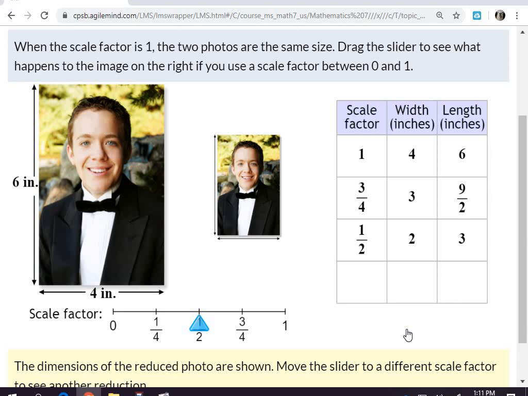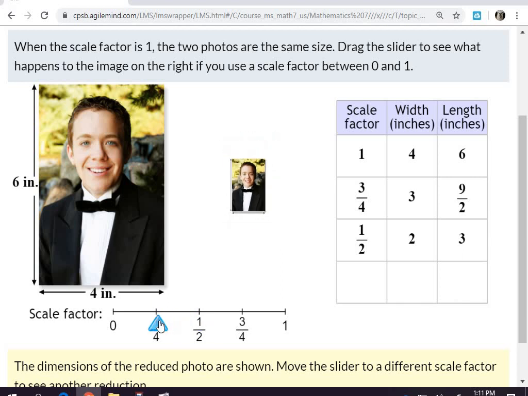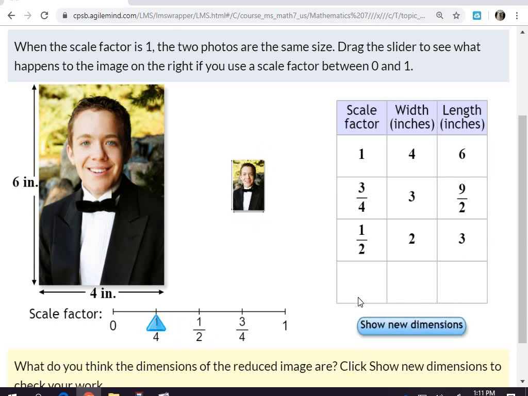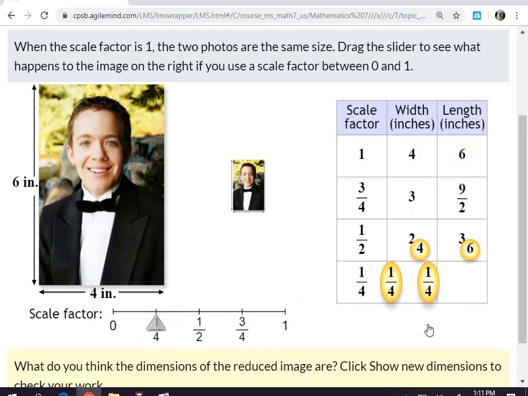Then our last one is 1/4. Getting smaller. What's 4 times 1? 1. Divided by 4 is 1. So 1 is my new width. 6 times 1 is 6, divided by 4. Can it divide by 4 evenly? We leave it as a fraction.